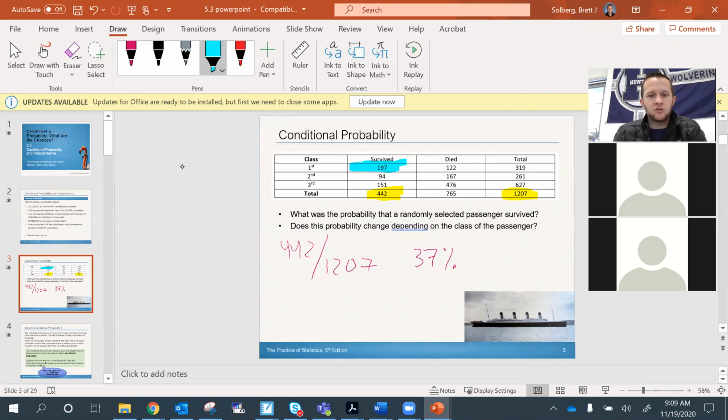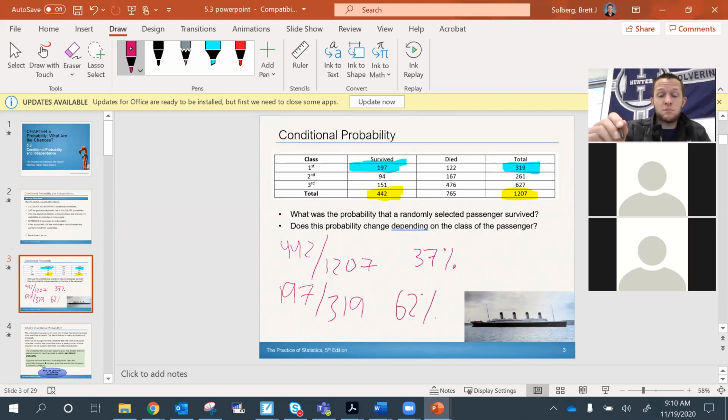And Casey, this is where you come in. You'd say, no, Solberg. How would you figure out the first class survival rate? It would be those survived out of the total in first class. So it'd be 197 out of 319. Awesome. So then I do 197 out of 319. And so when I put that in my calculator, I'm going to get 62%. So much better odds that they survive.